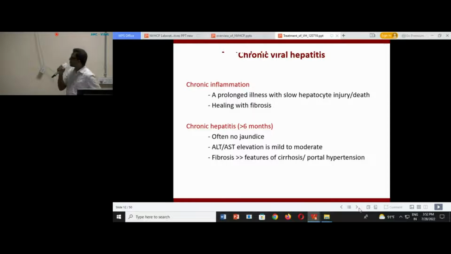Now let us go to chronic viral hepatitis. We know that it is caused by chronic inflammation, that is, a slow injury to the liver, which heals with fibrosis. This fibrosis tends to produce cirrhosis. Any inflammation of the liver persisting for more than 6 months, we term as chronic hepatitis. Usually there won't be any jaundice. It is in this condition that people come to us with HBsAg positive reports or anti-HCV positive reports. Now we have to assess them. The assessment can be done either by checking the liver enzymes or the fibrosis status.